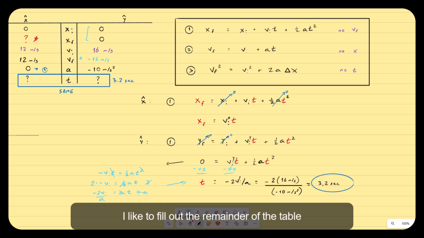I like to fill out the remainder of the table because when there's a part B to a question, then it's a helpful thing to be able to just look at it and say, hey, I have this information now. I was looking for x final. Glad I put a star next to it.